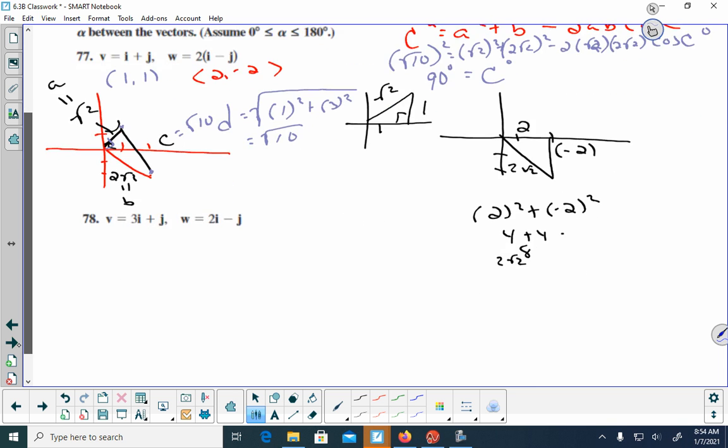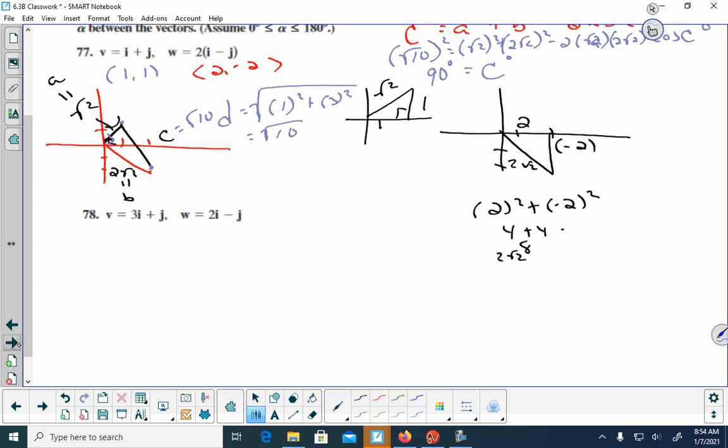Okay. The next one, I have 3, 1, and 2, negative 1. So this is 3, 1. W is 2, negative 1. So what I have here is 1, 2, 3, 1. So that's this vector here. And then I have 2, negative 1. That's that vector there. So those are my two vectors.